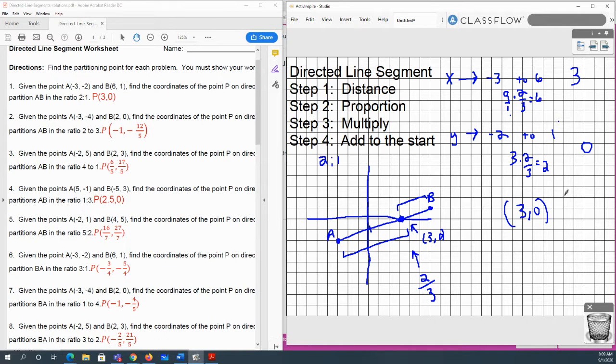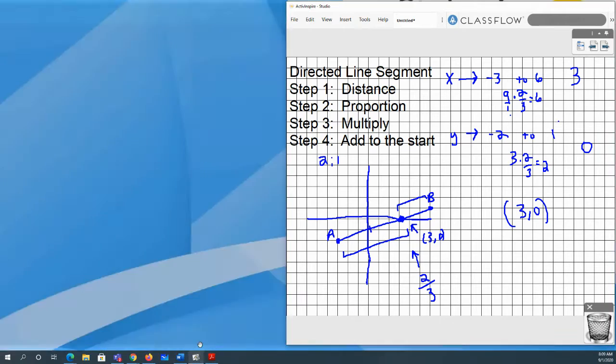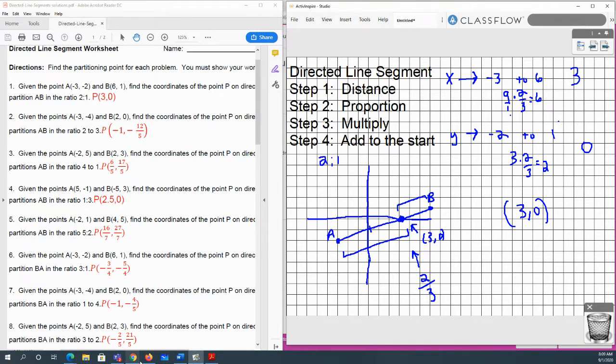Is that hard? Let me process this. Now, if you practice, you got it, it has to be automatic. Because if it's not automatic, you're gonna forget. All of us do. Let me stop the video.